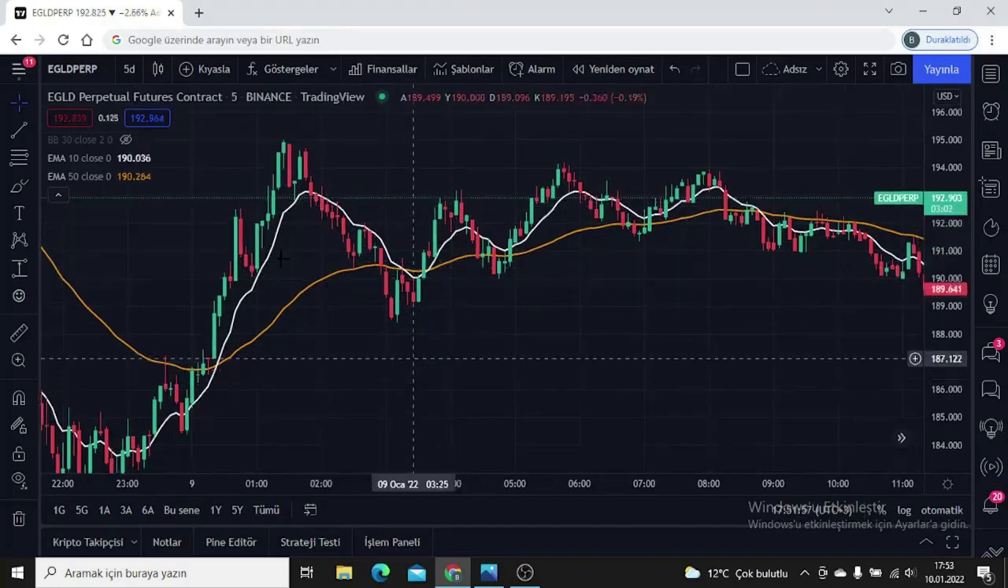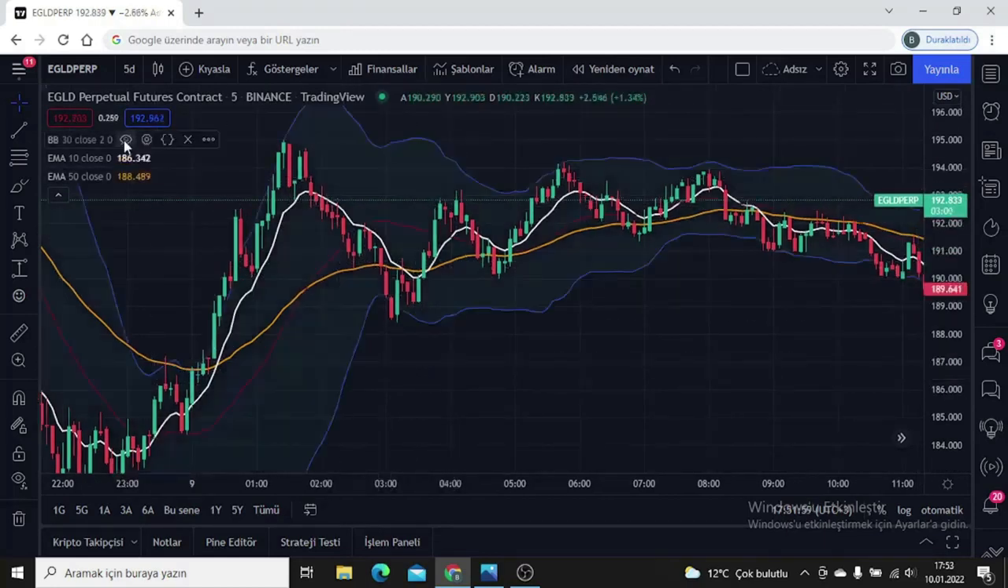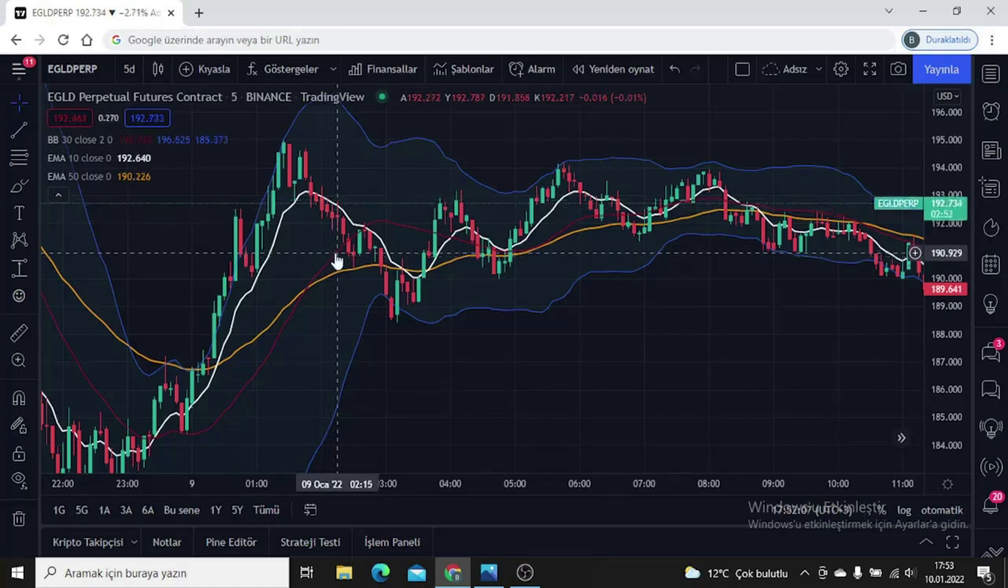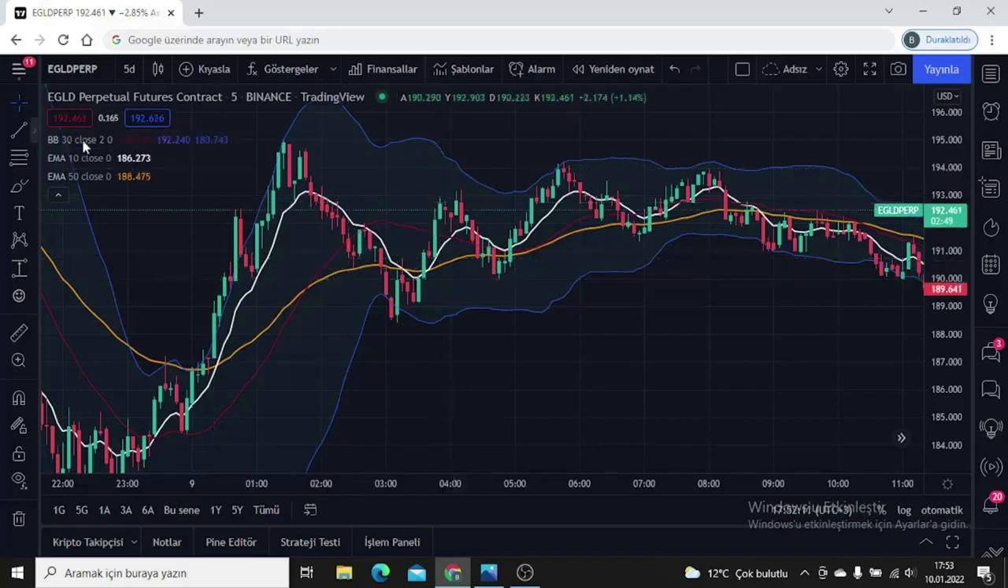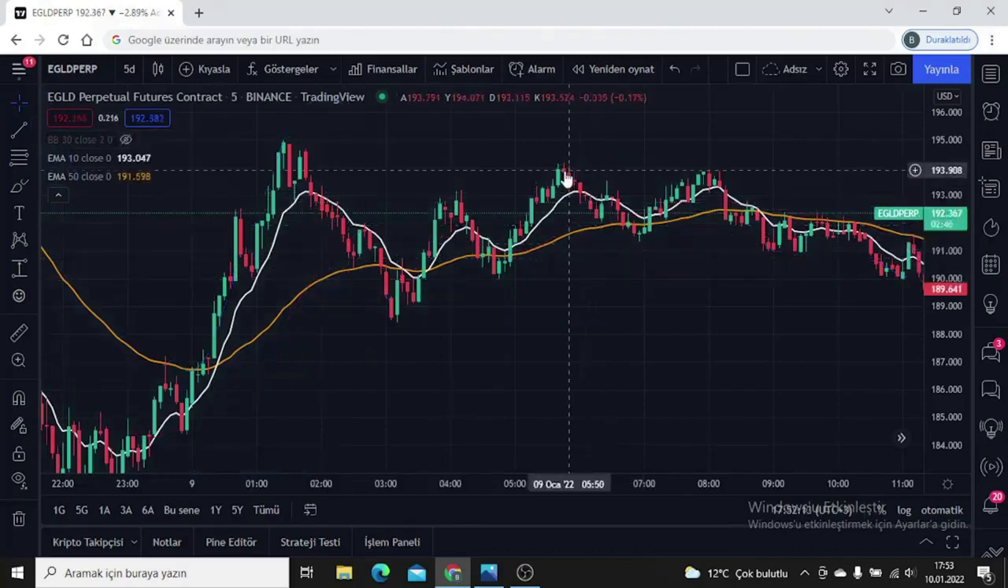Why are we going to use the Bollinger Band now? Let me present it to you. Friends, as you can see, I opened the Bollinger Band from here. Now I colored the middle band of the Bollinger Band. I made it red so they wouldn't mix. I wanted to point this out. Let me close this first.